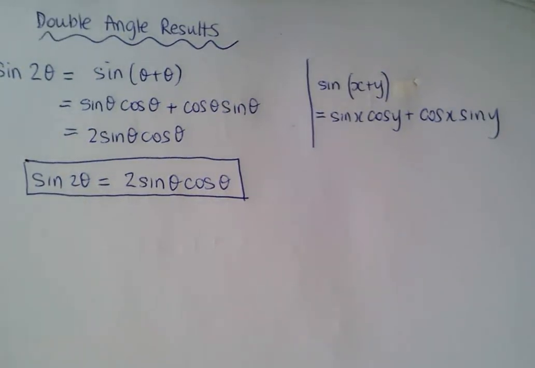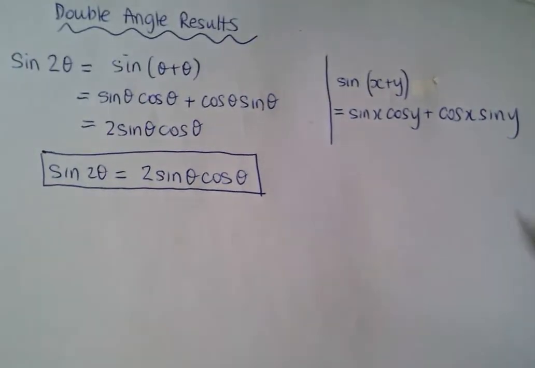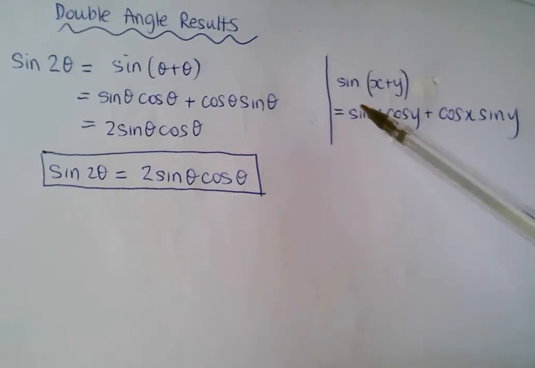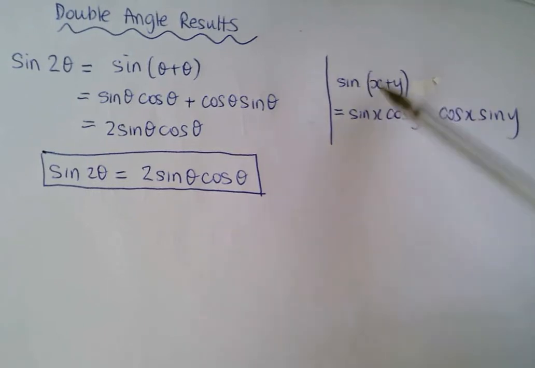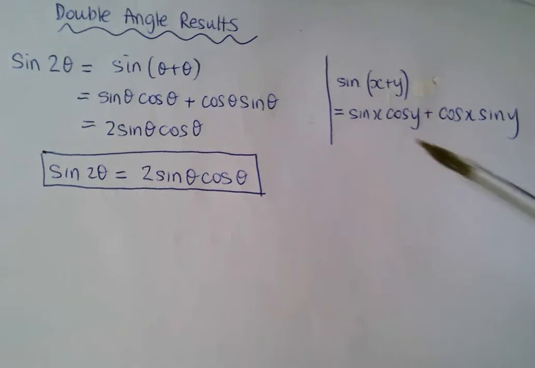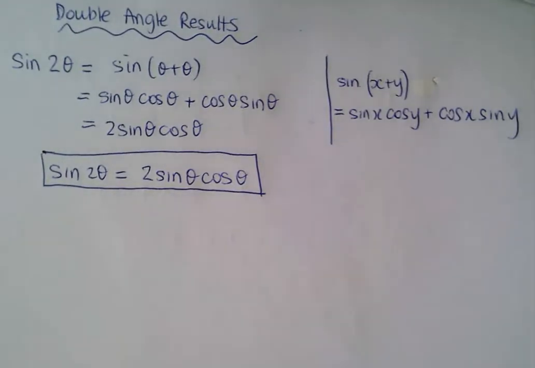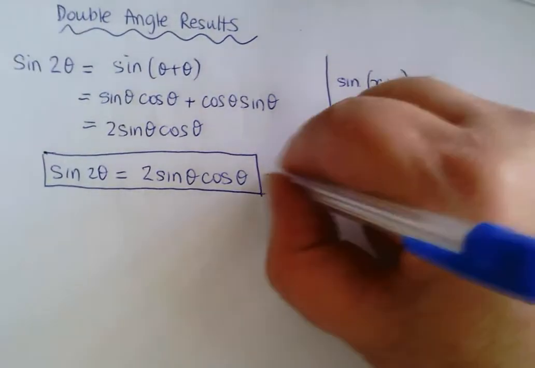Now remember we do have on the formula sheet the expansion for the sums of angles, not the differences, the sums. So this one, but they've got theta plus theta, whatever, instead of sine of x plus y. So sine of 2 theta is 2 sine theta cos theta. That's our first double angle result.